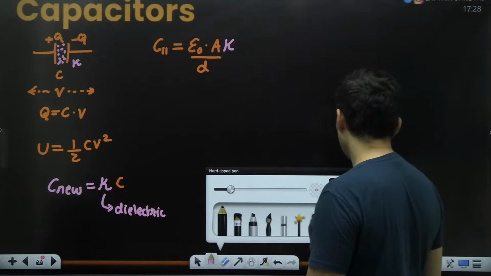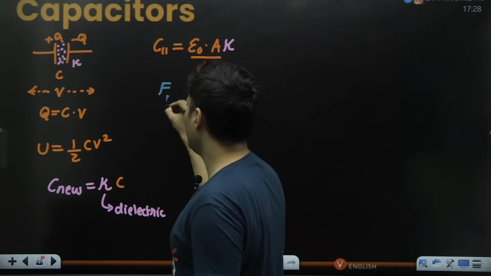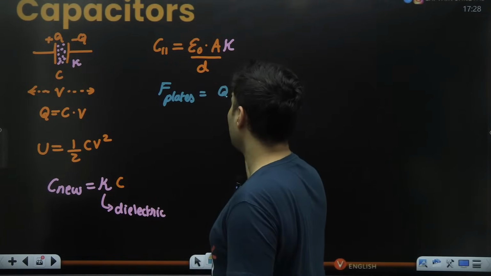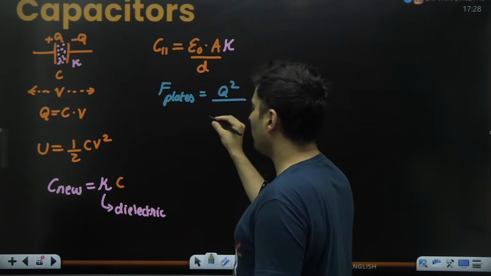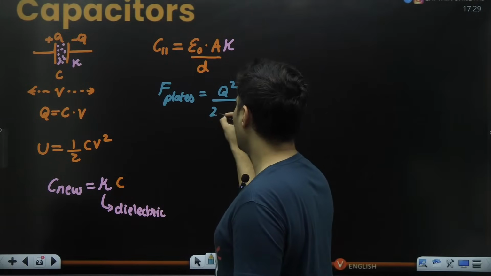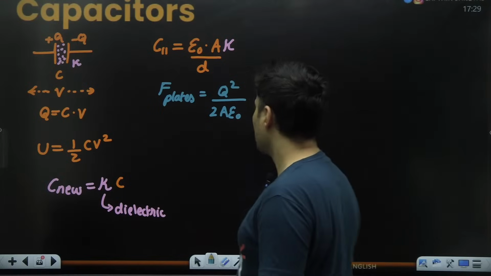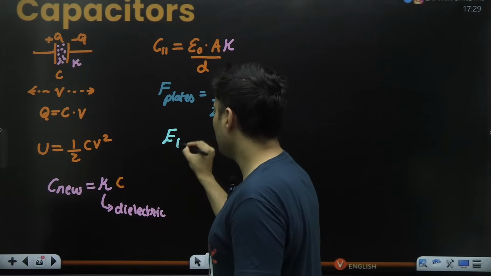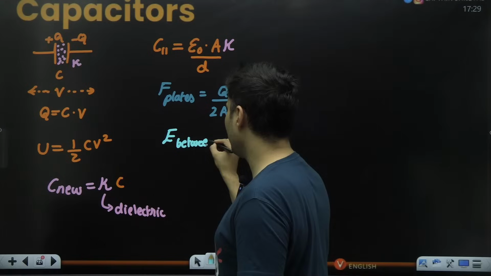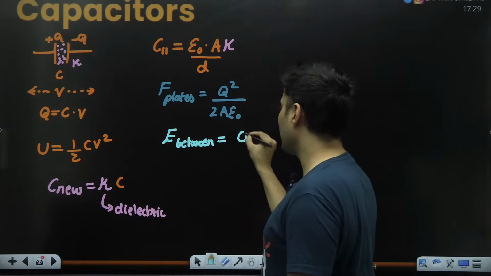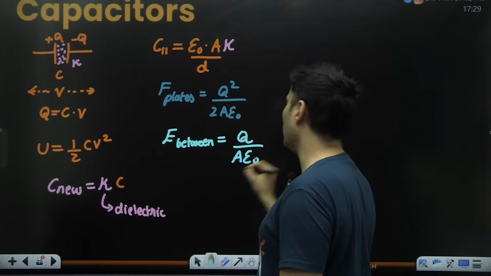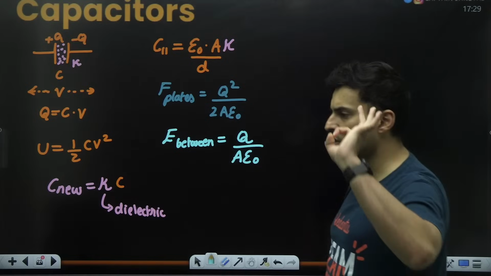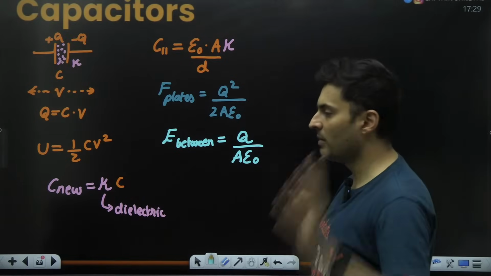Yes, that is very important. Also, there is force between the plates of a capacitor. That force between the plates of a capacitor is charge square divided by 2A epsilon naught. But if you ask me what is the electric field between the plates, then the answer for that is Q by A epsilon naught. There is no 2 over here. There is no square also over here. So these are the formulas which you should definitely remember, my dear students.